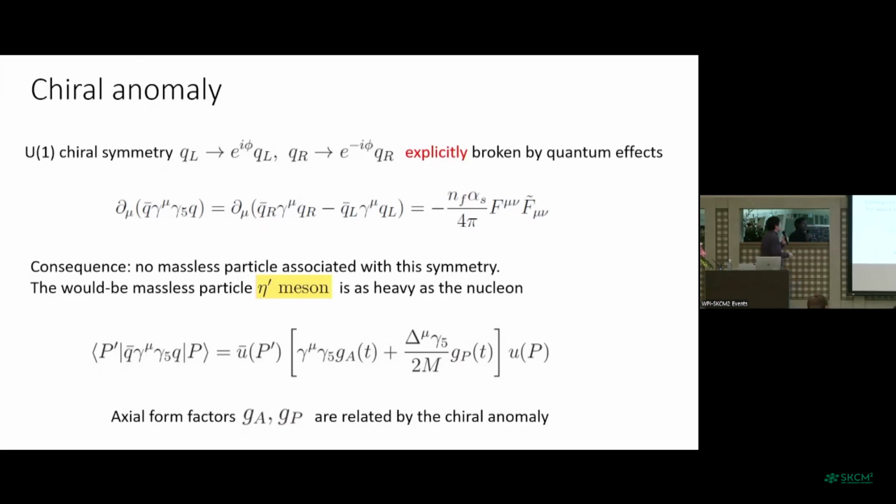As a consequence, there's no massless particle associated with the symmetry. Actually, there would be a massless particle. It's called the eta prime meson, but it's far from massless. It's as heavy as the nucleons. The consequence of this anomaly is that if you measure the matrix element of this axial vector operator, you have two form factors, Gn and Gp, and these two form factors are a priori independent of each other. But actually they are related because of this anomaly relation. So this anomaly relates the form factors. This is a non-perturbative relation, and it has been known for many years, since the 70s.